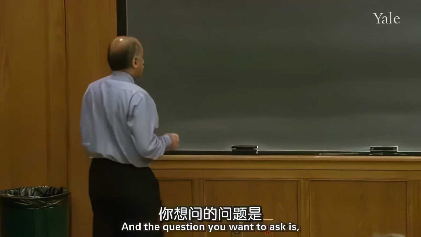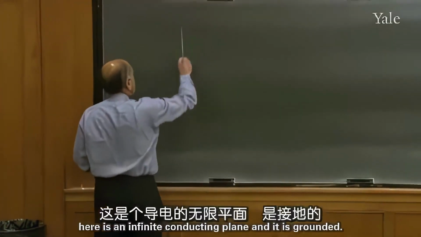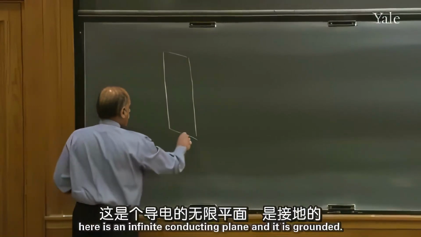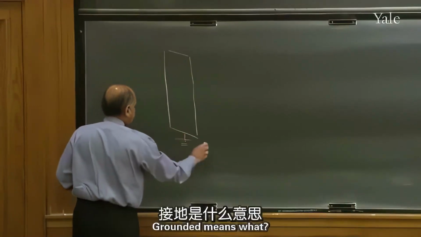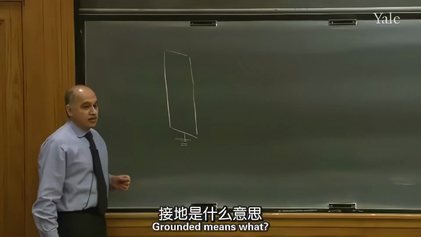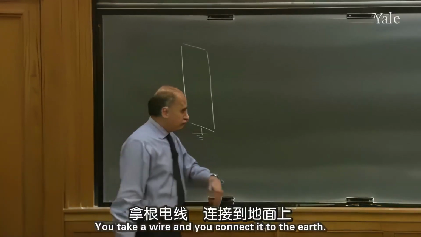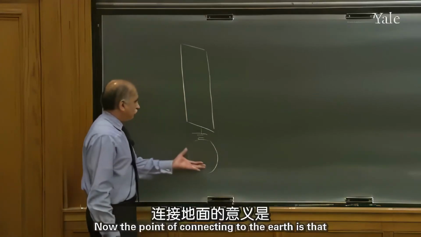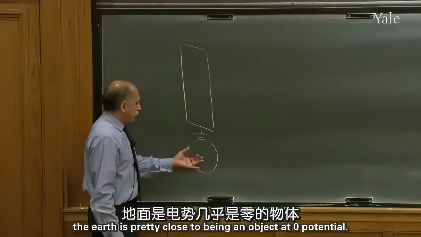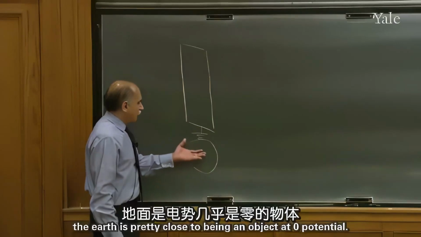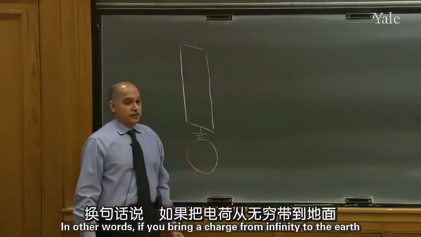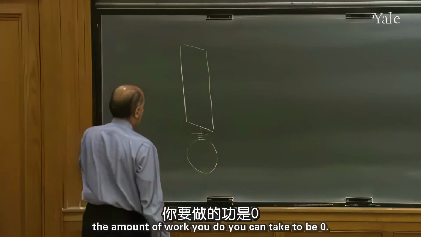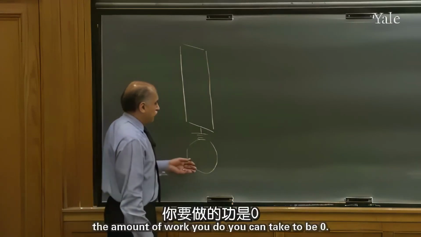And the question you want to ask is, here is an infinite conducting plane, and it is grounded. Grounded means what? You take a wire and you connect it to the earth. Now, the point of connecting to the earth is that the earth is pretty close to being an object at zero potential. In other words, if you bring a charge from infinity to the earth, the amount of work you do, you can take to be zero.